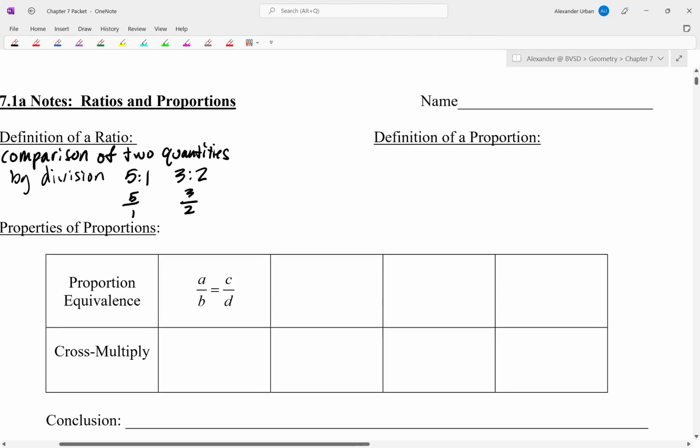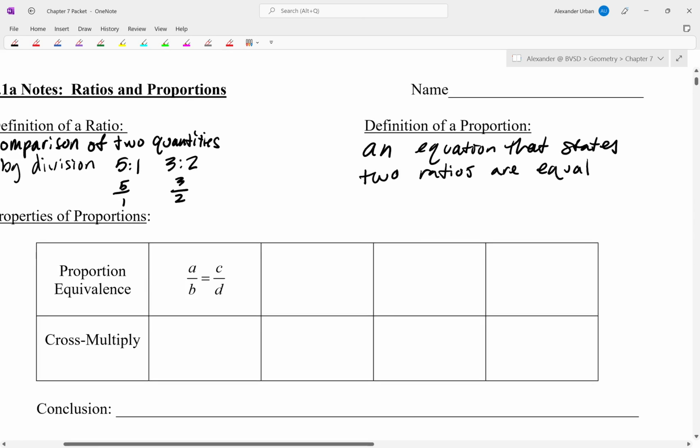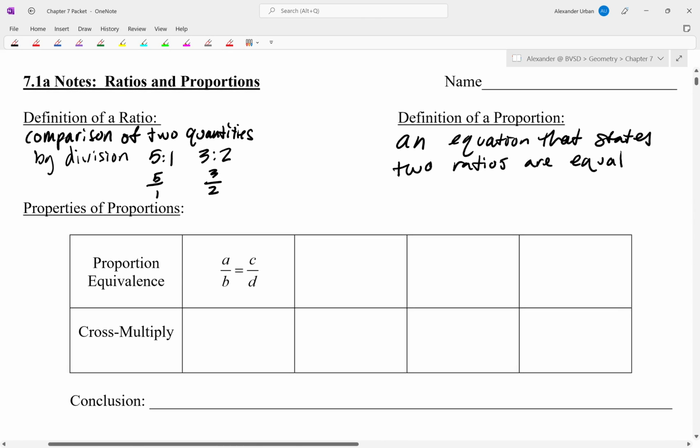We're going to be using these with proportions. So in front of us we have a proportion. It's going to be an equation that states two ratios are equal. And you can see that we have proportional evidence or equivalence down below.